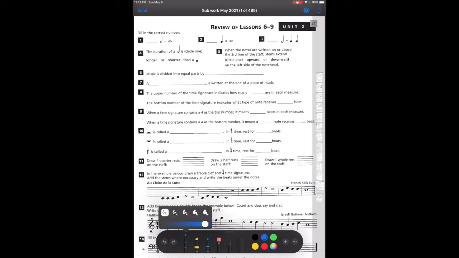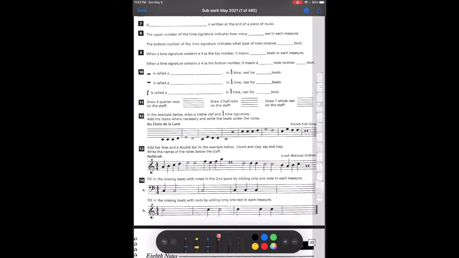11. On number 11, it says draw 4 quarter rests on this staff. So on the staff, draw 4 quarter rests, 2 half rests, 1 whole rest. And I only circled part of that so I didn't mess up the menu. In the example below, draw a treble clef and 4/4 time signature. So we're right here on 12.